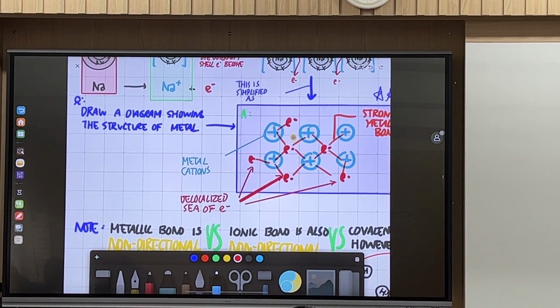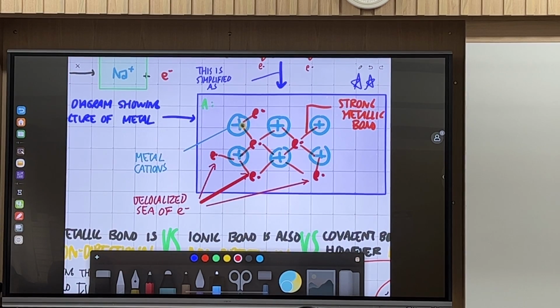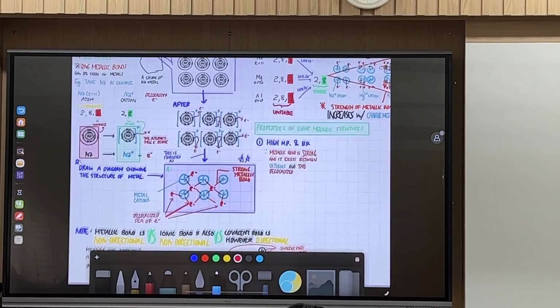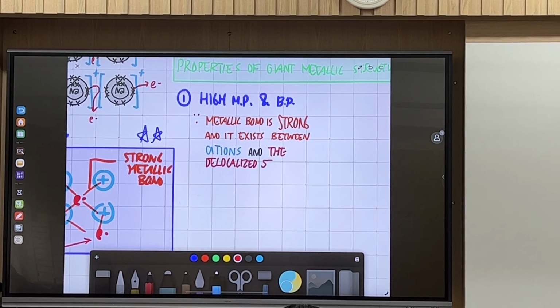I like to think of it as a bunch of people, like metal cations. They are bathing in some electrons. The electrons surround them. So they are surrounded by electrons, the delocalized sea of electrons. So number one, we know they have high melting and boiling point.